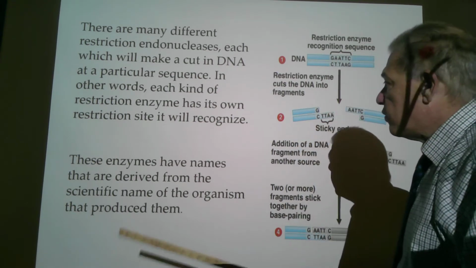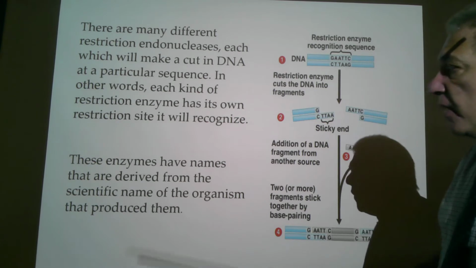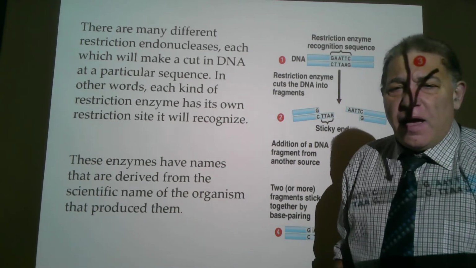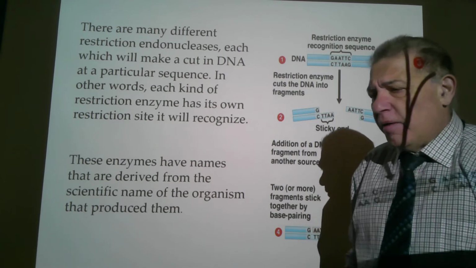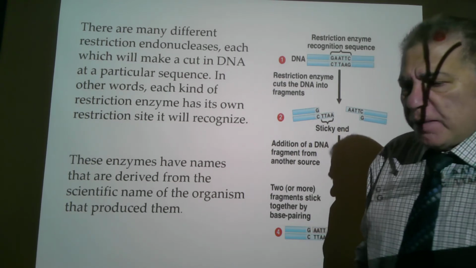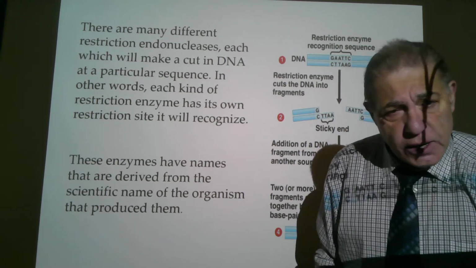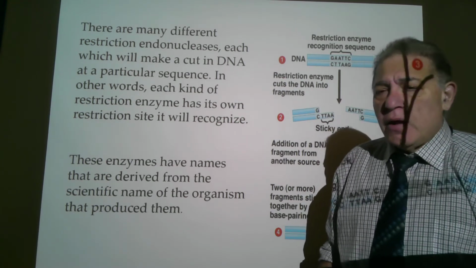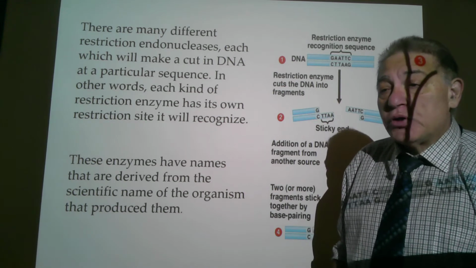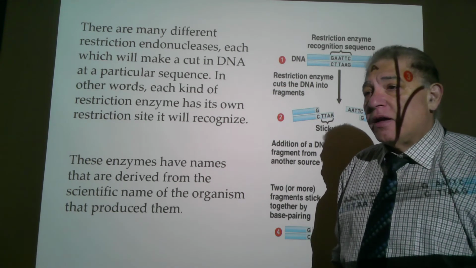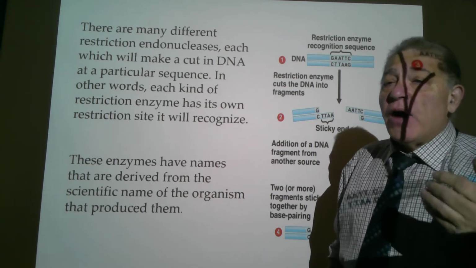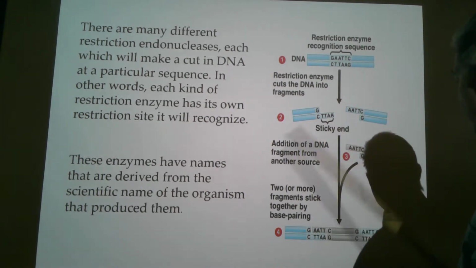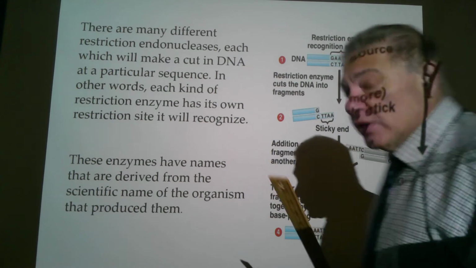All right, so these enzymes have names, and they are derived from the scientific name of the organism that produced them, right? And they have very strange names like BamH1, BamH2, HindIII. There are a whole bunch of numerous different types of restriction enzymes that can be purchased that are produced by bacteria so that they can destroy the DNA of other foreign organisms, right? So we already have seen this, so I'm going to move on to the next slide.